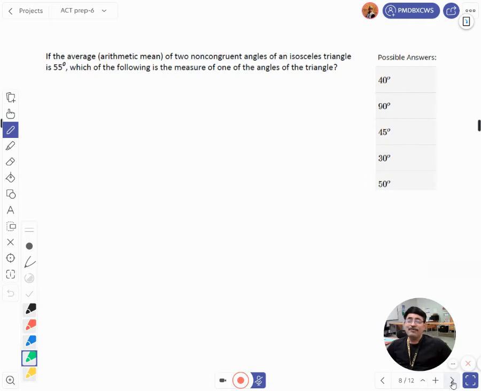If the average of two non-congruent angles of an isosceles triangle is 55, which of the following is the measure of one angle of the triangle? Okay, so this question is slightly different. Let me take an isosceles triangle, where two sides are equal and two angles are equal. So non-congruent means which are not equal.